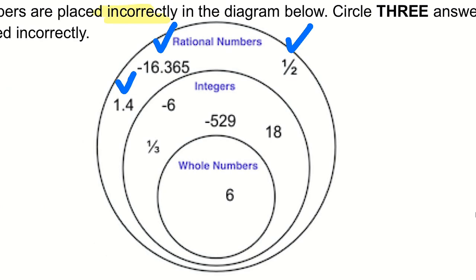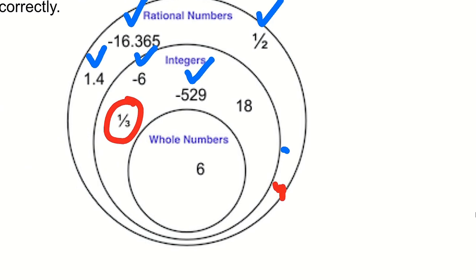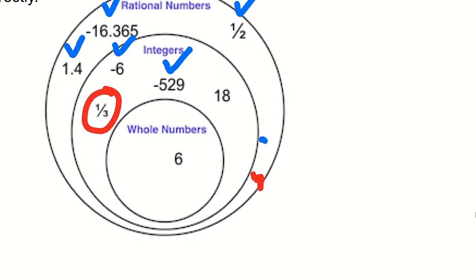Integers are going to be positive and negative whole numbers, but if it's positive, it can go into the next category. So this is really only for the negative whole numbers. No fractions and no decimals, and the positive numbers are going to move down to whole numbers. So negative 6 is an integer. Negative 529 is an integer. I've got this 1/3 here. He's a fraction. Rational is fractional, so he needed to be out here in the rational circle.